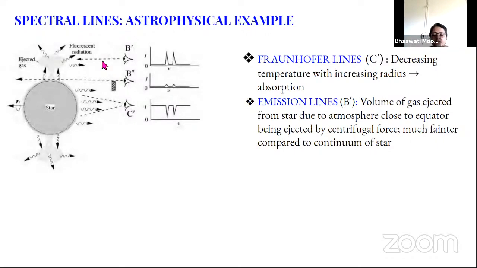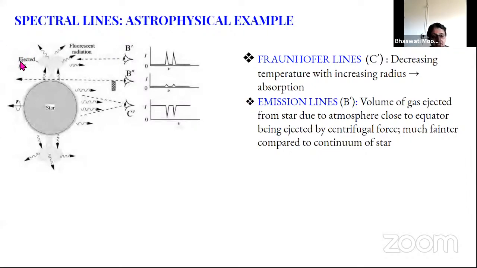Similarly, if I consider the line of sight B prime, suppose many stars, because the star is rotating like this, so this is the spin axis, they actually emit some gas along the equator. It can be ejected. So then I'm observing it.